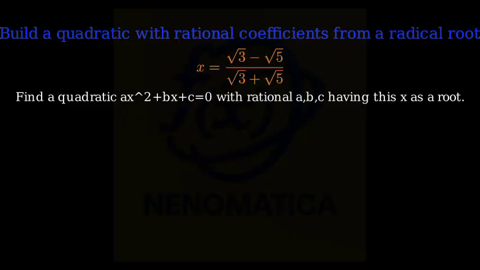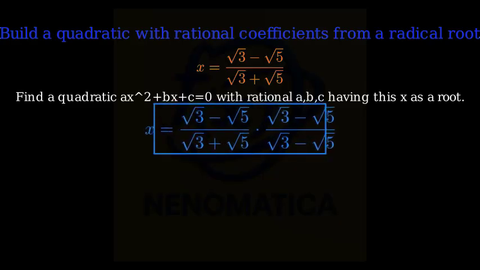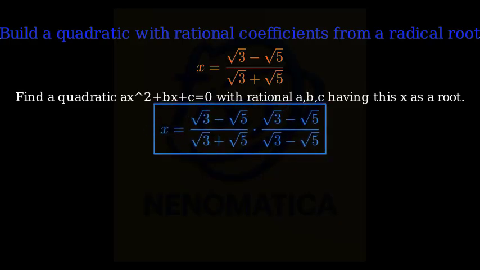Step 1. Rationalize the denominator by multiplying top and bottom by the conjugate, which is square root of 3 minus square root of 5. Now use the difference of squares in the denominator. The denominator becomes 3 minus 5. The numerator becomes the square of square root of 3 minus square root of 5.